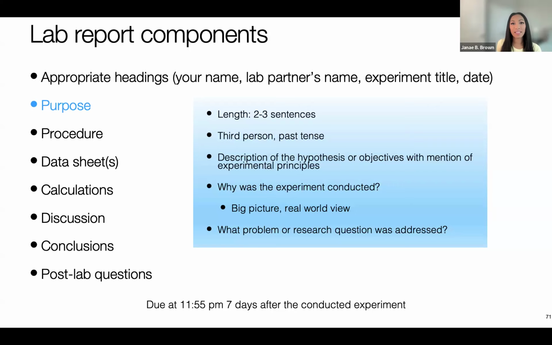Not only in the sense of what you're doing in the laboratory and why you're doing that, but how could this be applied outside of the lab into the real world? And another question that this often addresses is what problem or research question are you answering? So these guidelines should help you with putting those 2 to 3 sentences together.